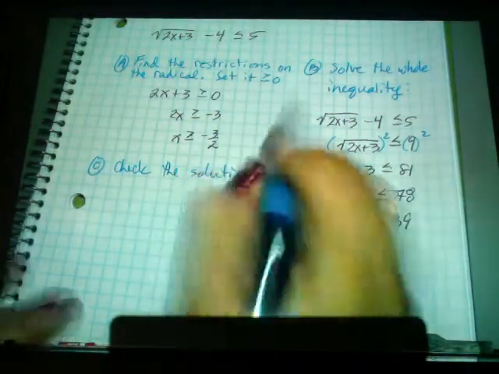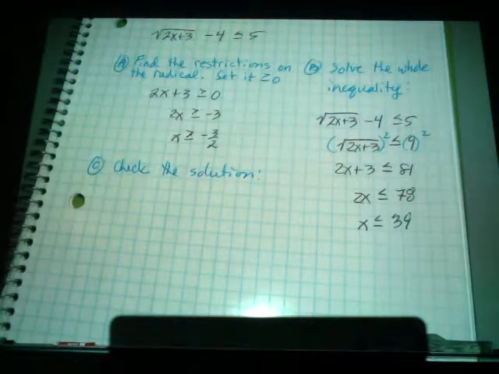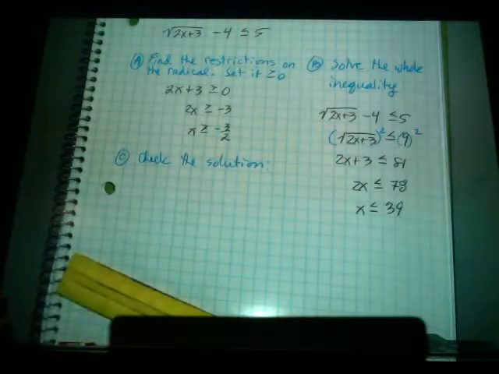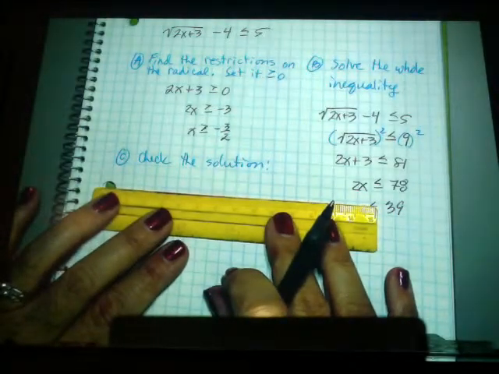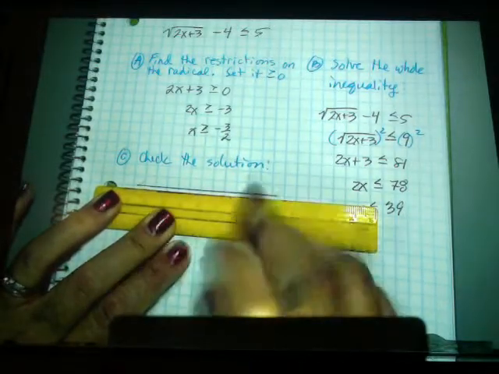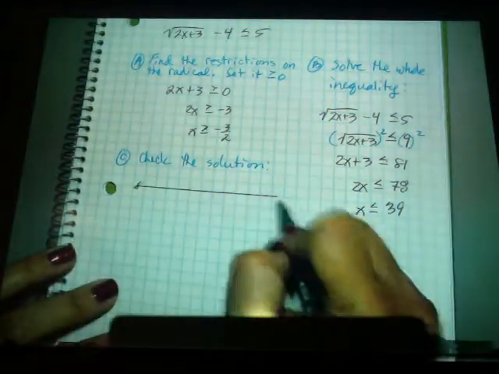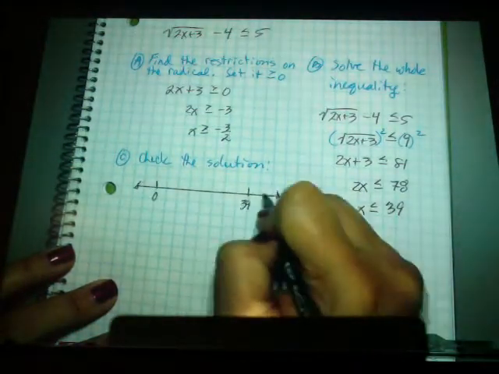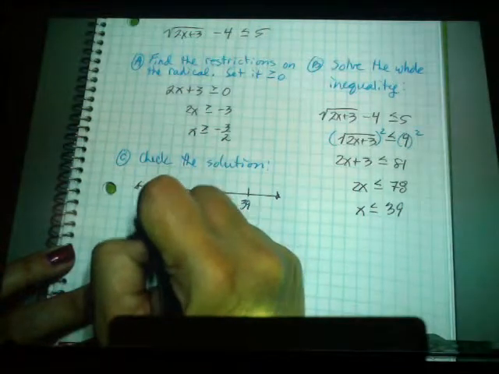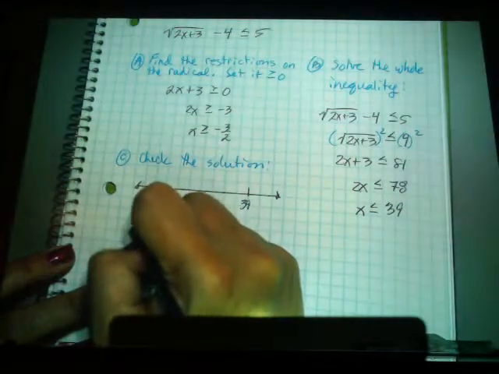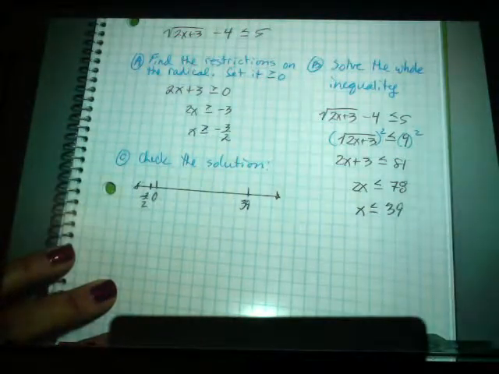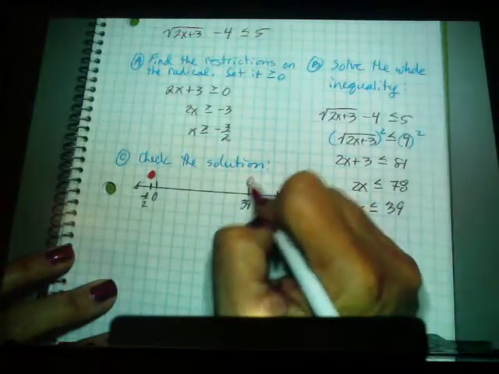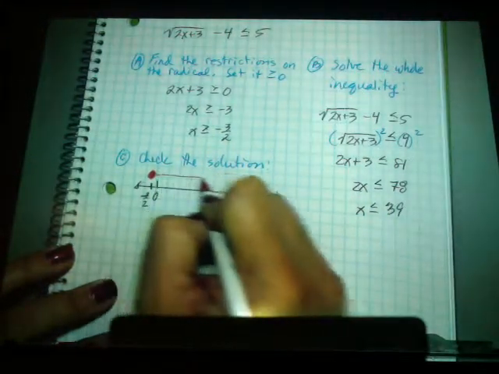A false means there's no line. A true, you should have a line. So on this one, since we have such a huge difference in numbers, we're going to estimate our line. We'll put 0 here and 39 here, and then we'll just say that this is negative 3/2. So I should have a closed circle at both of those and a line in between.